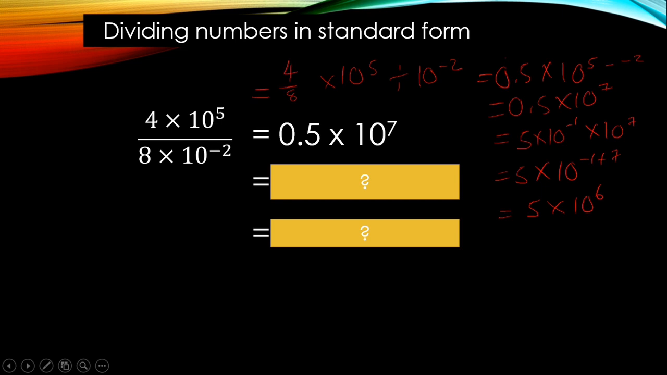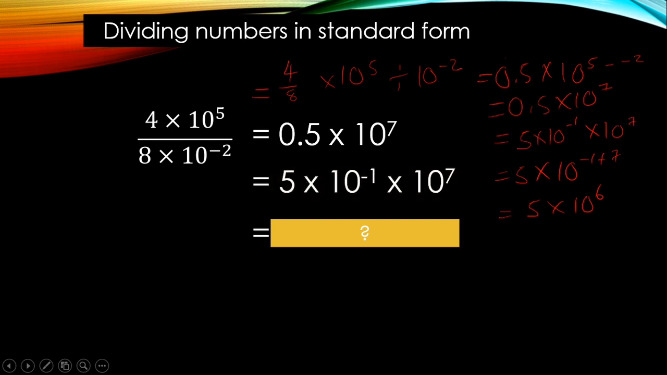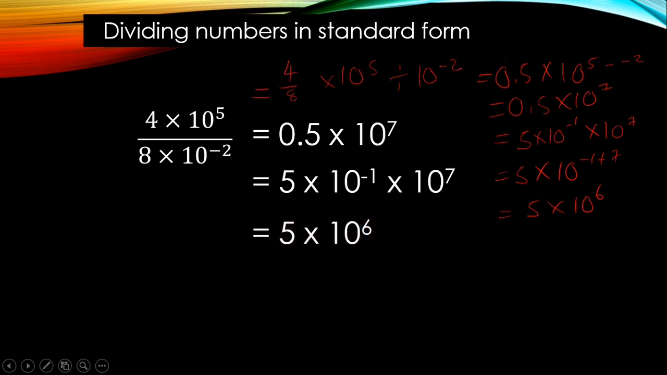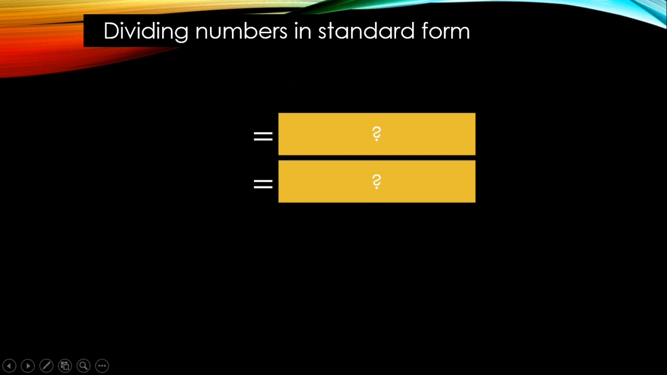Let's check if our answer was on point. 0.5 times 10 to the power 7 here. So we added this step and we got to this one. And then we converted this 0.5 to 5 times 10 to the power minus 1. Then the final answer was 5 times 10 to the power 6.